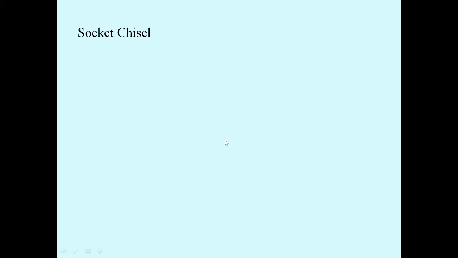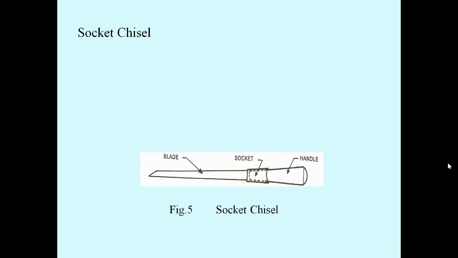And the next one is the socket chisel. You can see the diagram of a socket chisel here. It consists of different parts: the blade, a socket, and also a handle.